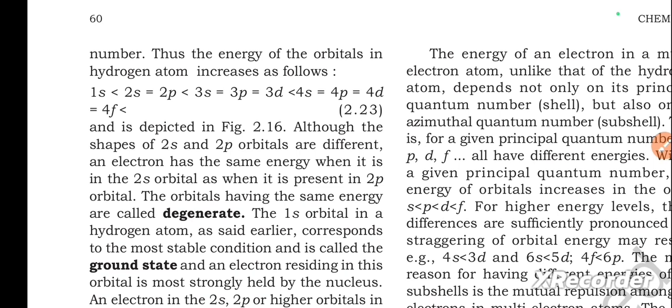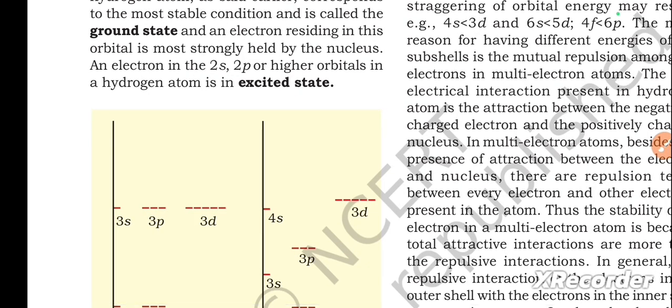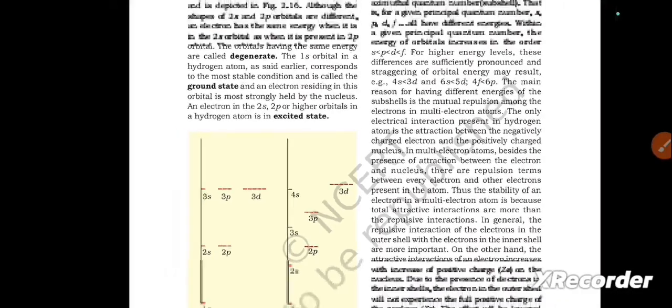Although the shapes of 2s and 2p orbitals are different, an electron has the same energy when it is in the 2s orbital as when it is present in the 2p orbital. The orbitals having the same energy are called degenerate. The 1s orbital in a hydrogen atom, as said earlier, corresponds to the most stable condition and is called the ground state, and an electron residing in this orbital is most strongly held by the nucleus. An electron in the 2s, 2p or higher orbitals in a hydrogen atom is in an excited state.